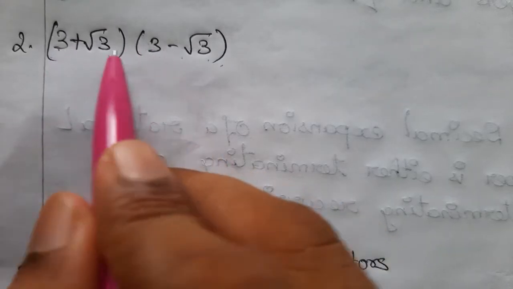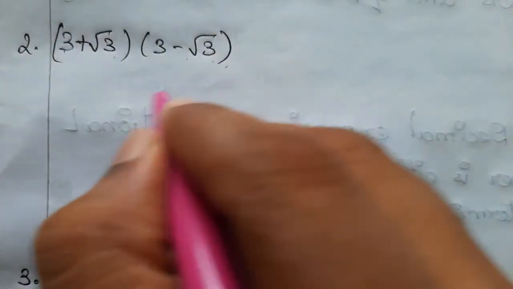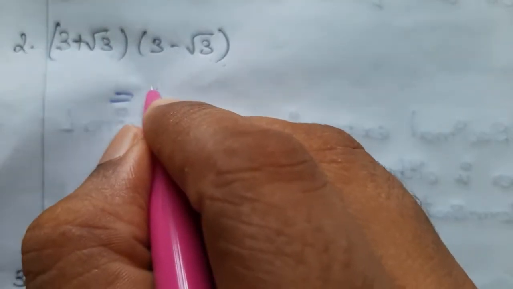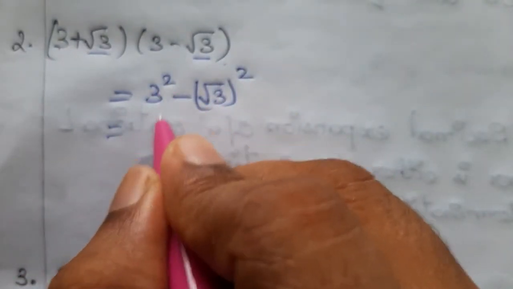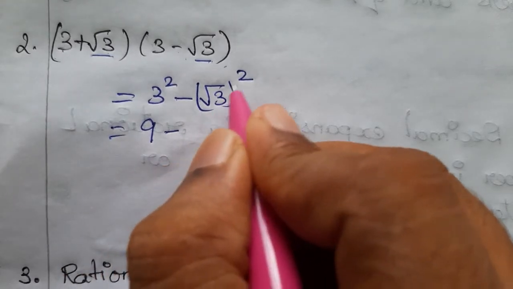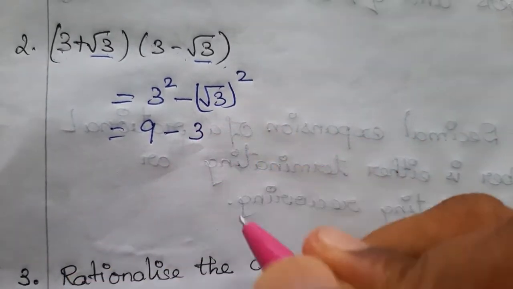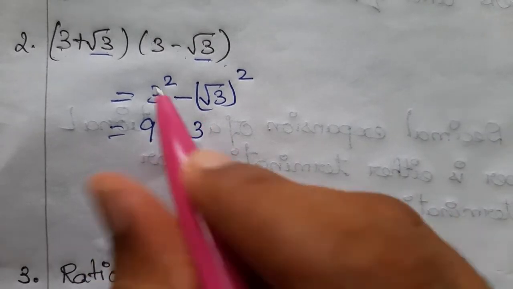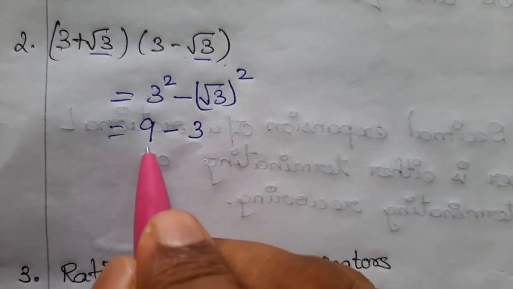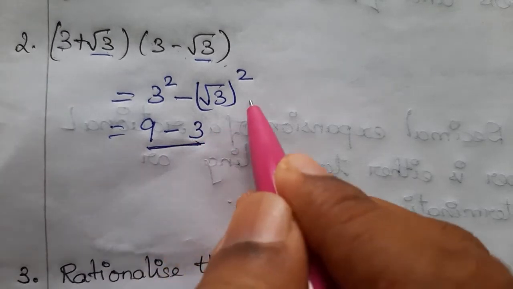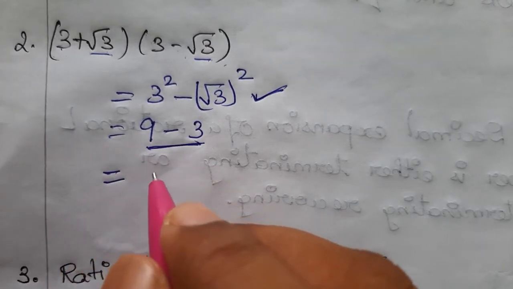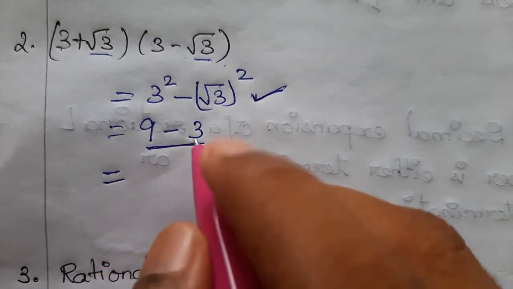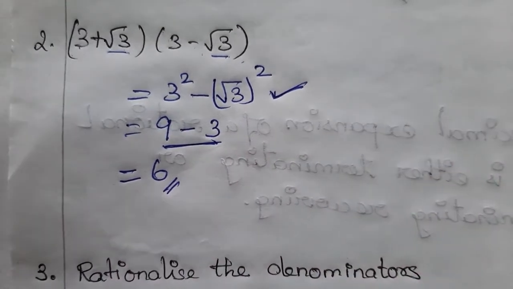So (a + b) into (a − b) means what? a square minus b square. What is a here? Here 3. So 3 square minus b, which is √3, (√3) the whole square. What happened? 3 square is 9, minus (√3) the whole square, it will become 3, right? a square minus b. You can apply the identity and do this step directly, or else you can do it by this step also. That's also not a problem. What is the final answer? 9 minus 3. It's 6. Right.